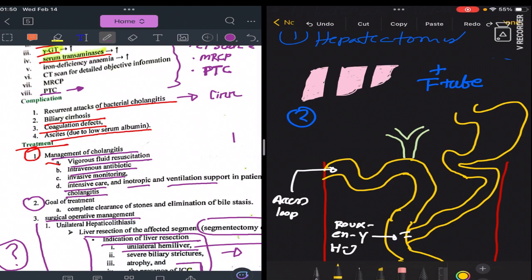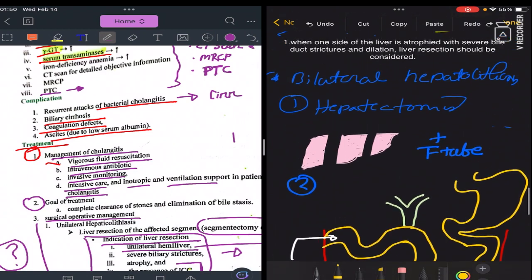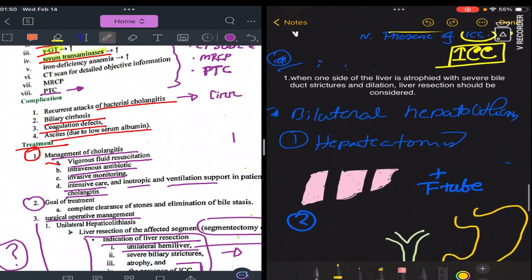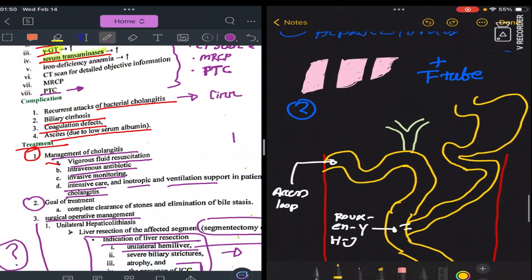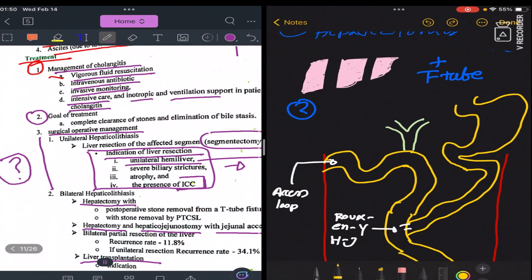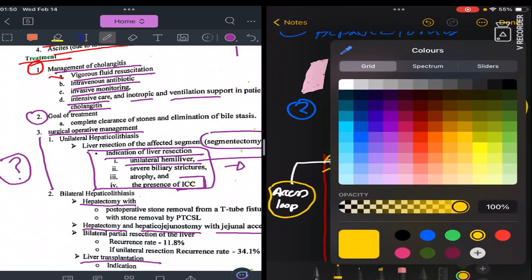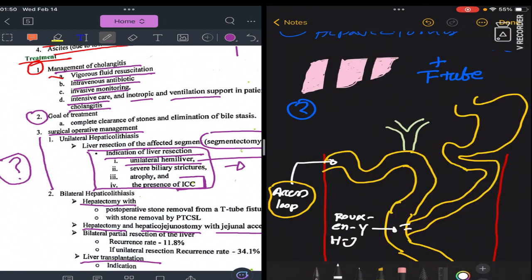Okay, then there are several other options. We can go for hepatectomy and hepatojejunostomy with jejunal access loop. Here it is written that when there is jejunal access loop, you can go for hepatectomy and hepatojejunostomy. Okay.